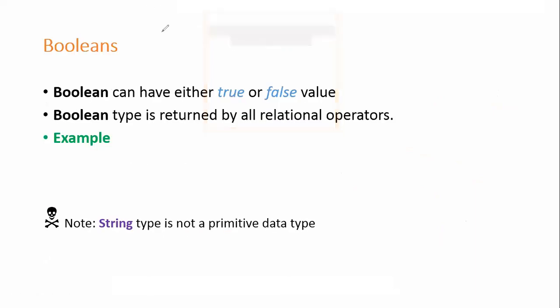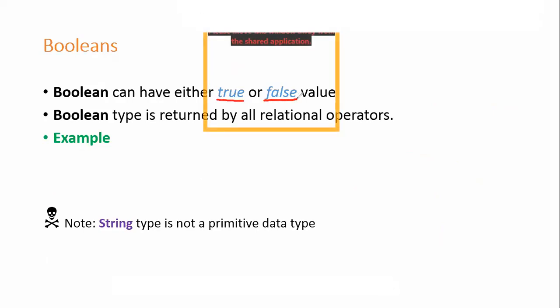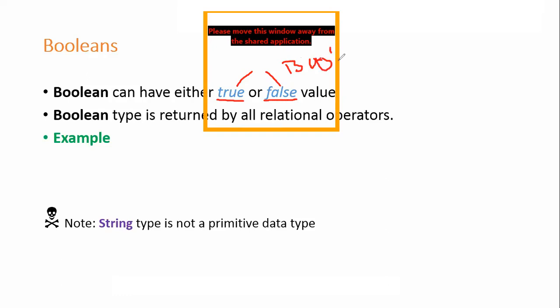Okay. These booleans I have declared, I have discussed. Booleans have two values. It can be either true or false. We call these true and false as boolean values.